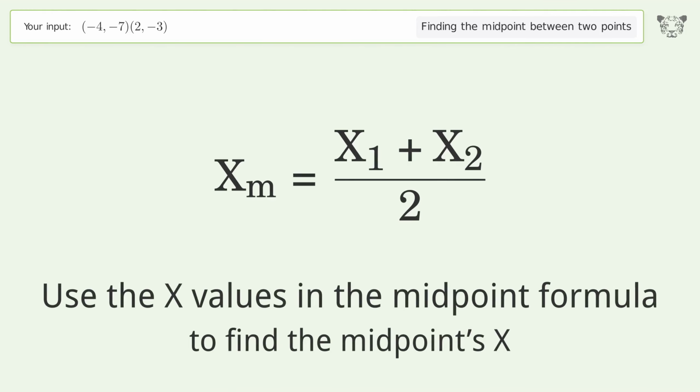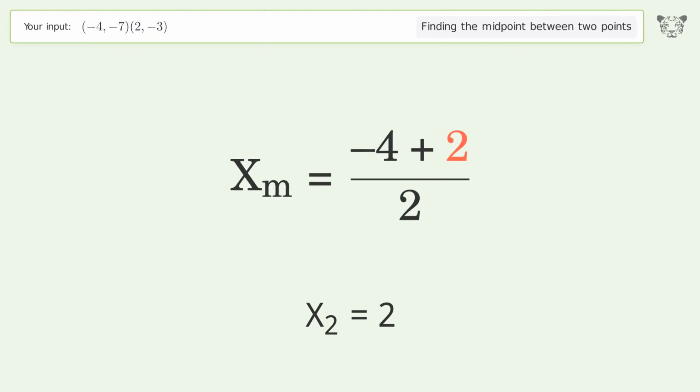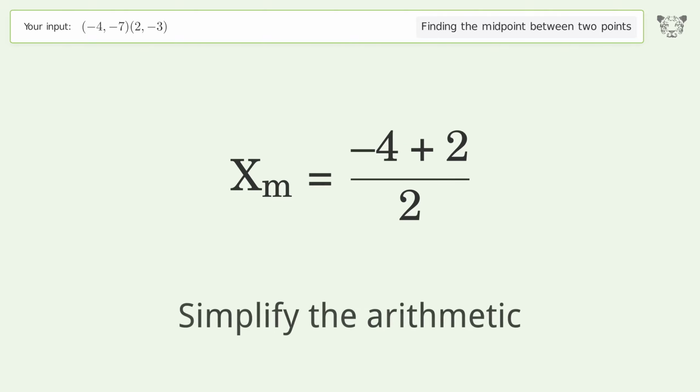Use the x values in the midpoint formula to find the midpoint's x. x1 equals -4, x2 equals 2. Simplify the arithmetic.